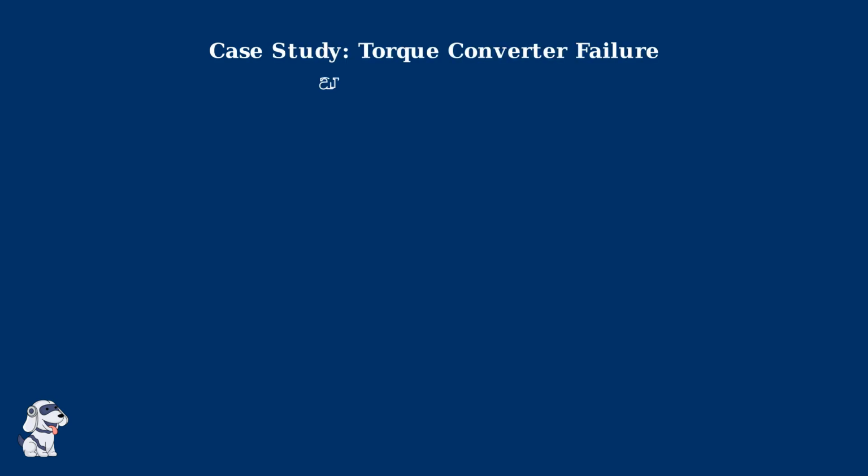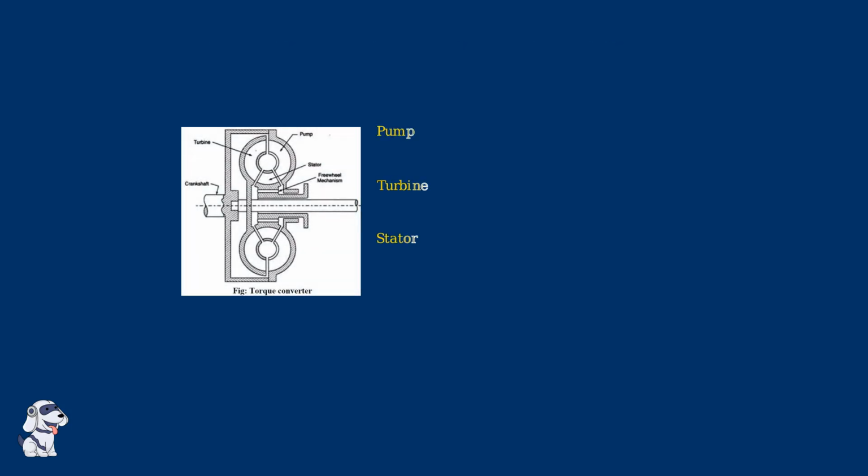In this case study, we examine how torque converter failure creates a cascade of damage throughout the transmission system, affecting the pump, valve body, and ultimately the TEHCM. The torque converter is a critical component that transfers power from the engine to the transmission using hydraulic fluid. When it fails internally, it generates metal debris that contaminates the entire transmission system.